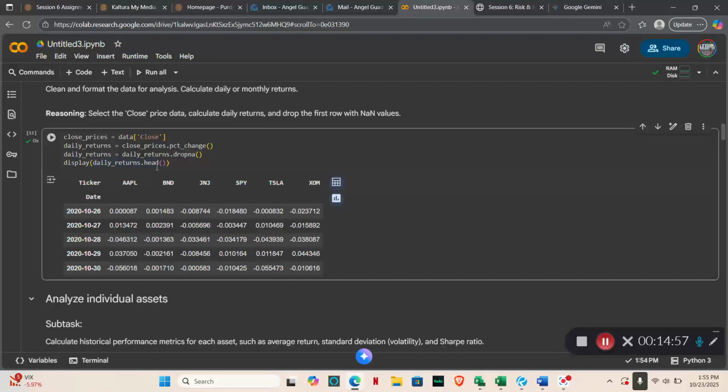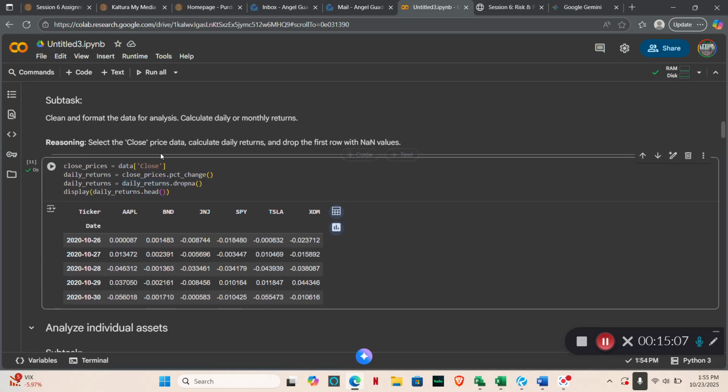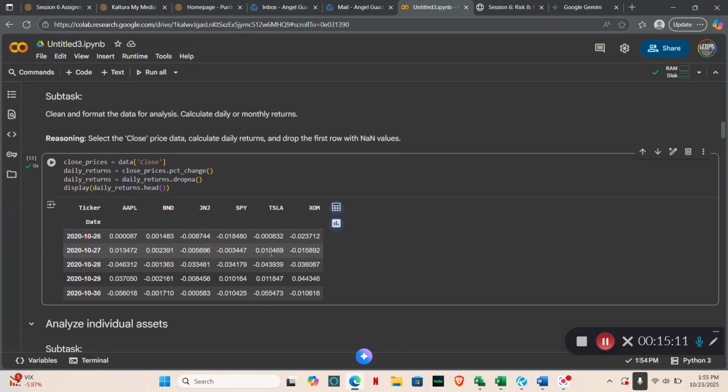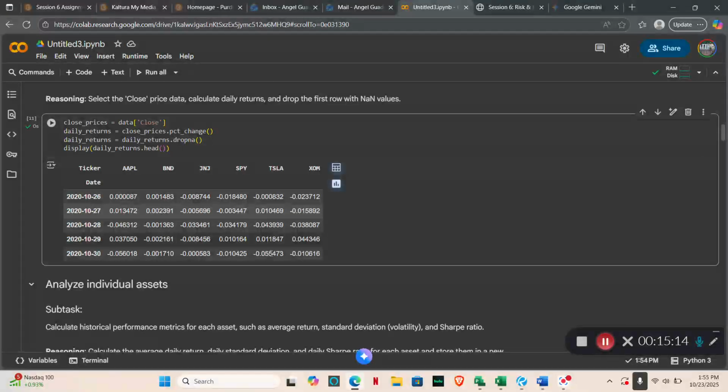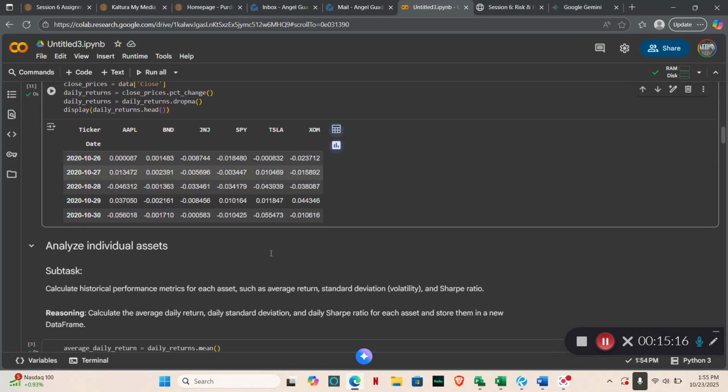This is just display. So what does this exactly mean? We have our tickers here, the dates, and our companies here, and these all show daily and monthly return rates.